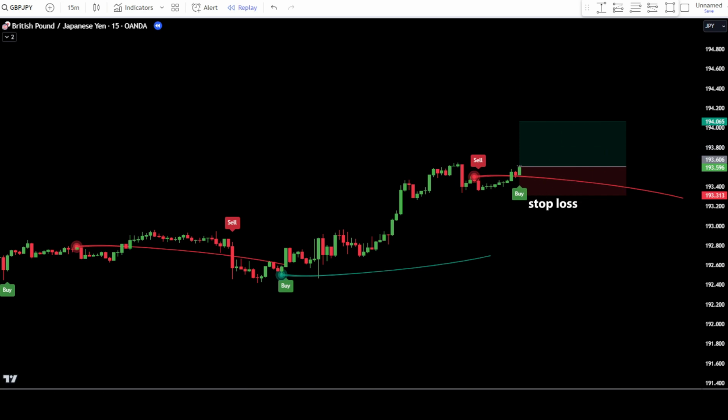5. Set the stop loss at the latest swing low. 6. Target the take profit using a risk and reward ratio of 1 to 1.5.